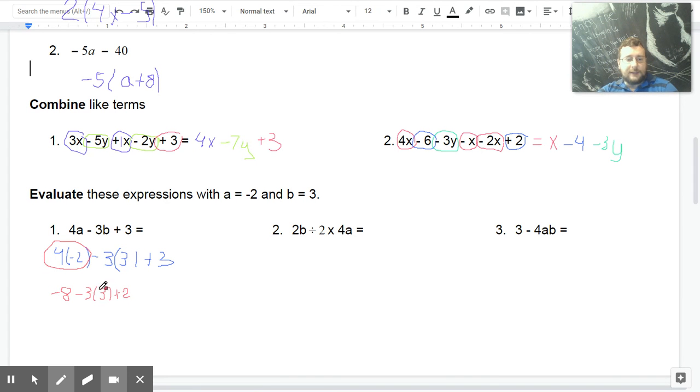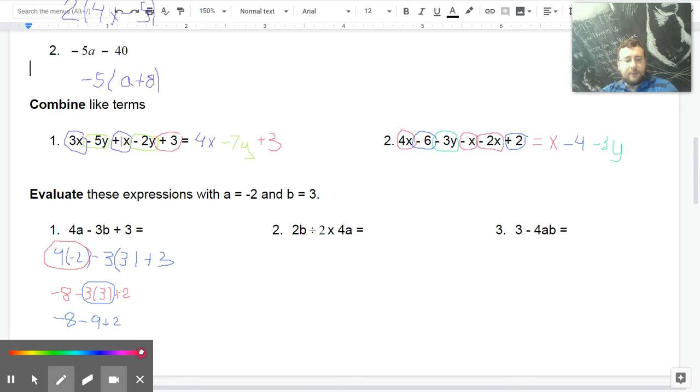All right, next I have to think about doing that multiplication over here. It's my next step because the other ones are adding and subtracting, and they go later. So I copy down everything else exactly like it is, and then when I come to the multiplication, I do it. 3 times 3 is 9, and then I copy down the rest, plus 2.